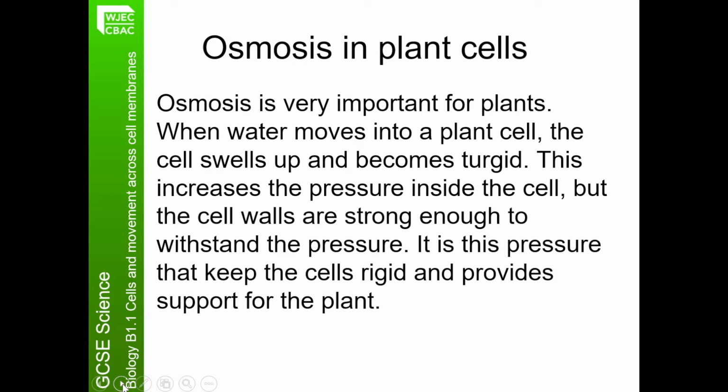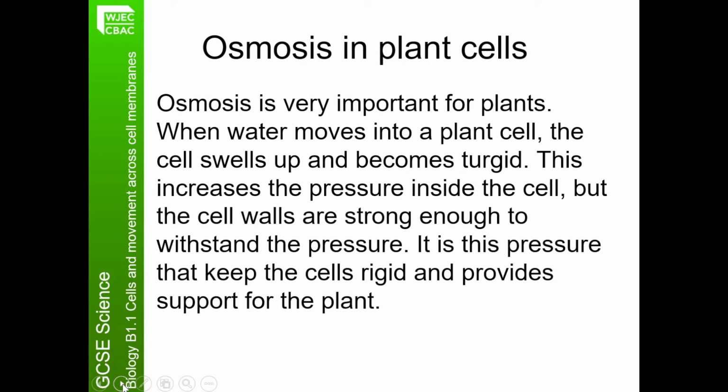And osmosis is really important for plants because when water moves into the plant cell, the cell swells and it becomes what we call turgid. Turgid is a particular word we use when the cell becomes firm, when the pressure is increased inside the cell. A little bit like if you're filling up a balloon water bomb and you fill it really, really full, it becomes very, very firm so that when you throw it, it really does explode when it hits the surface that it's intended to. The cell walls are strong enough in a plant cell to withstand this pressure.